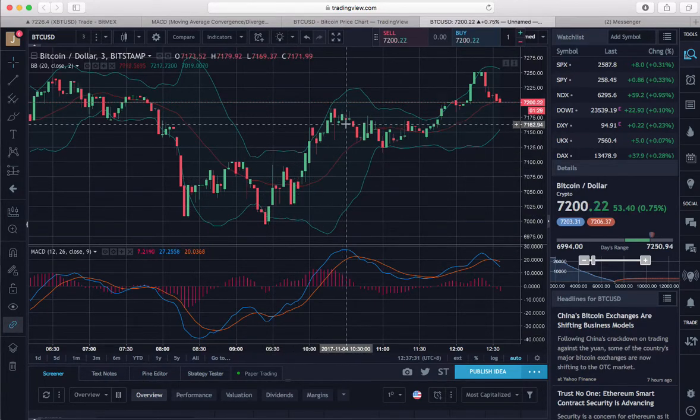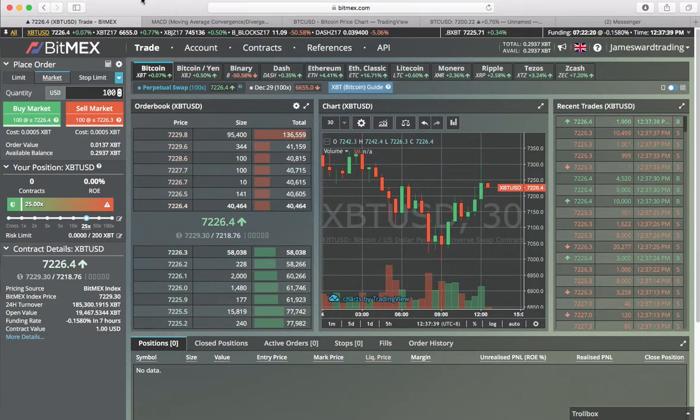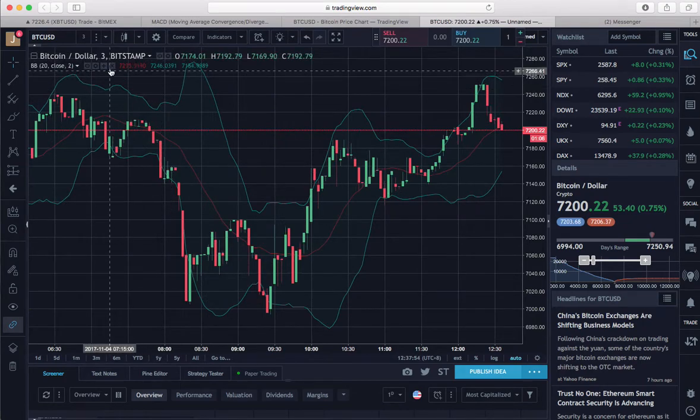So in an hour and a half, you've gained a couple of percent, and especially if you're using BITMEX, where you can leverage the market, you're making a substantial amount of money just on a $50 or $100 increase in price. So that's basically MACD, your moving average. I'll get rid of that now. Get rid of my Bollinger Bands.